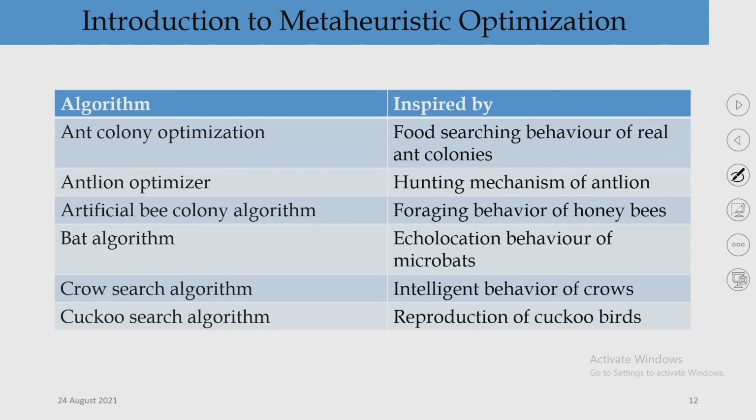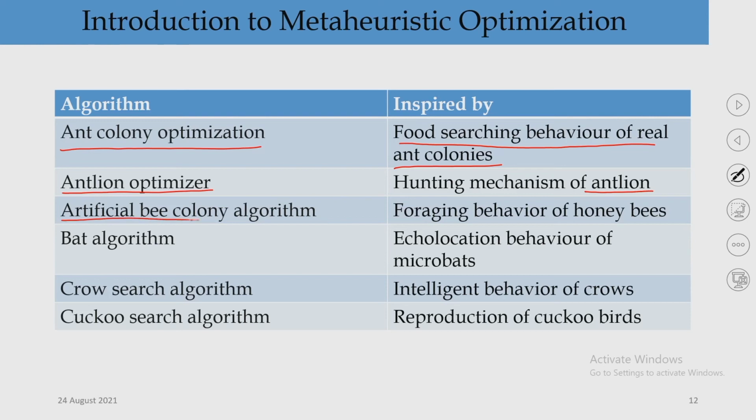Okay. Now, ant colony optimization, in the first class introduction also I said about that one. So, it is inspired by the food sourcing behavior of real ant colonies. Okay. So, how they are searching for food. Based on that, this algorithm has been developed. Then the ant lion optimizer, inspired by the hunting mechanism of the ant lion.